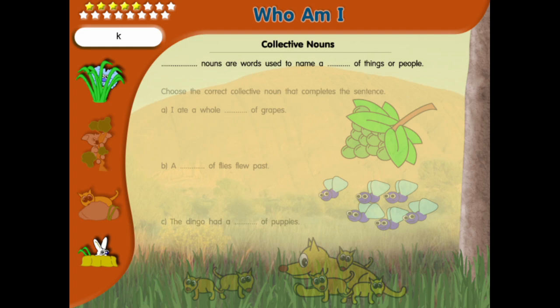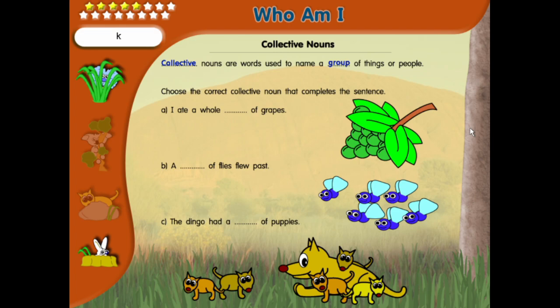Who am I? Complete the definition. Collective nouns are words used to name a group of things or people. Choose the correct collective noun that completes the sentence. Bunch. I ate a whole bunch of grapes. Swarm. A swarm of flies flew past. Litter. The dingo had a litter of puppies. Excellent.